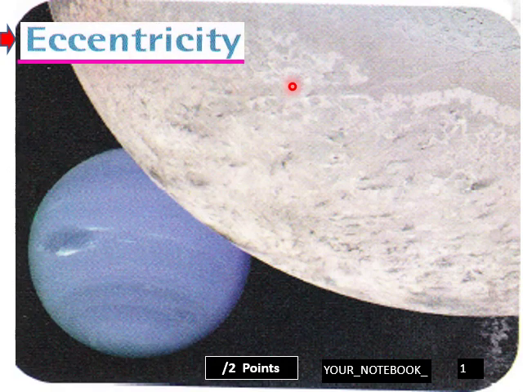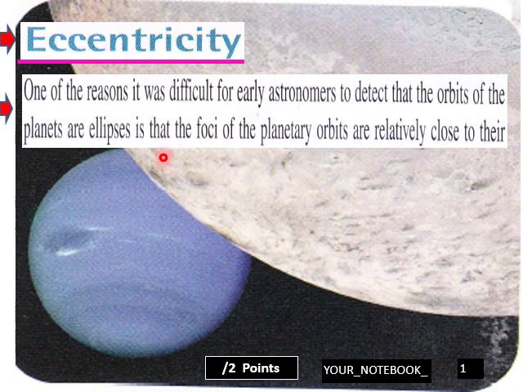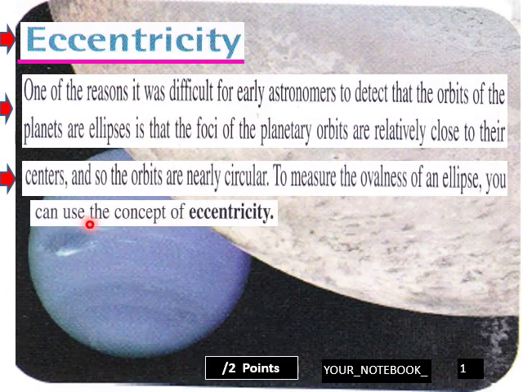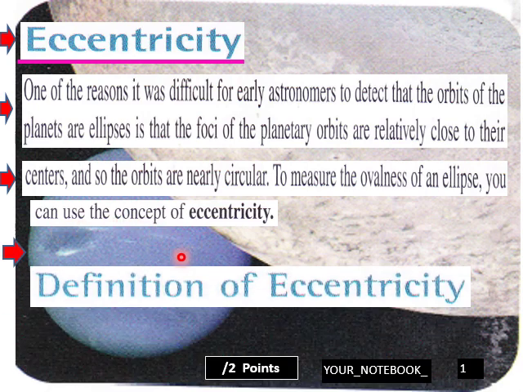Into today's lesson, part 3, eccentricity. I know this was in part 2 of your classwork. Some of your examples, guided practice and independent practice talked about eccentricity. Well, here it is. One of the reasons it was difficult for early astronomers to detect that the orbits of the planets are ellipses is that the foci of the planetary orbits are relatively close to their centers, and so the orbits are nearly circular.